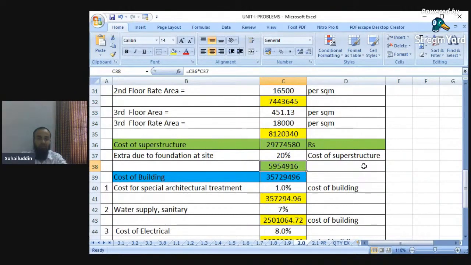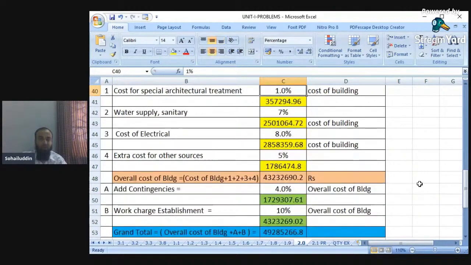Next is the cost of building. The cost of building is simply the addition of these. Next is the cost of special architectural treatment. It has been taken as 1% of the cost of building. So what is the cost of building? It is simply the addition of the cost of superstructure and the foundation cost.